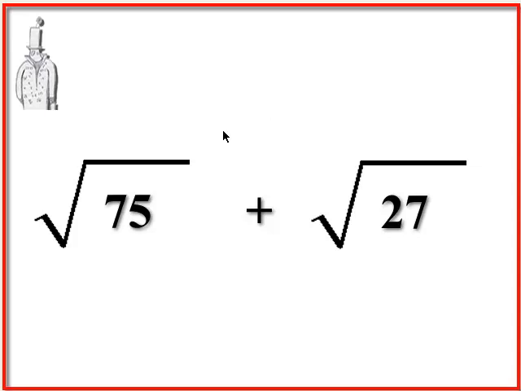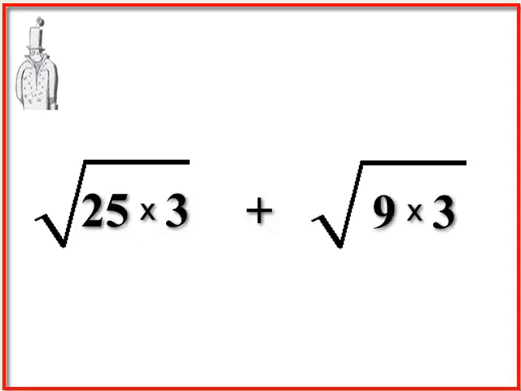Okay, so now we have to find if we can break down 75 and/or 27 into a factor of something with one of the factors being a perfect square. So what two numbers, when you multiply them, are 75, and one of them is a perfect square? First thing that pops in my mind is 5 times 5 is 25 times 3.